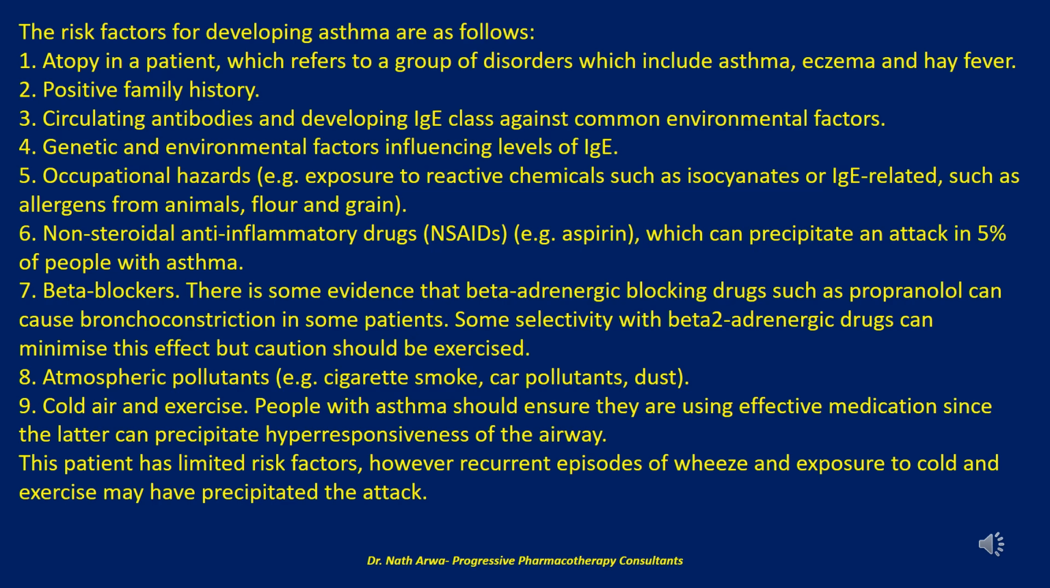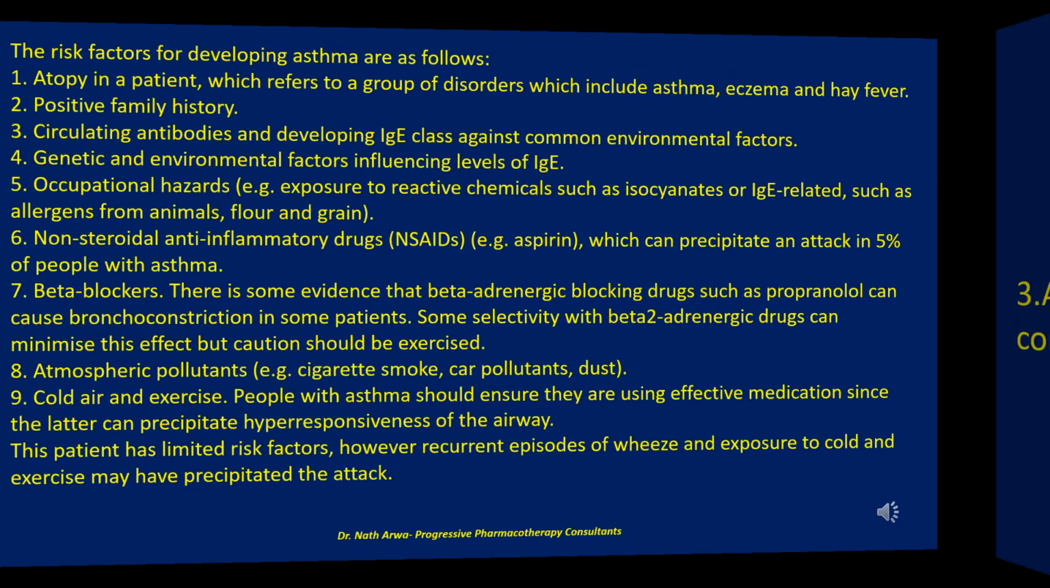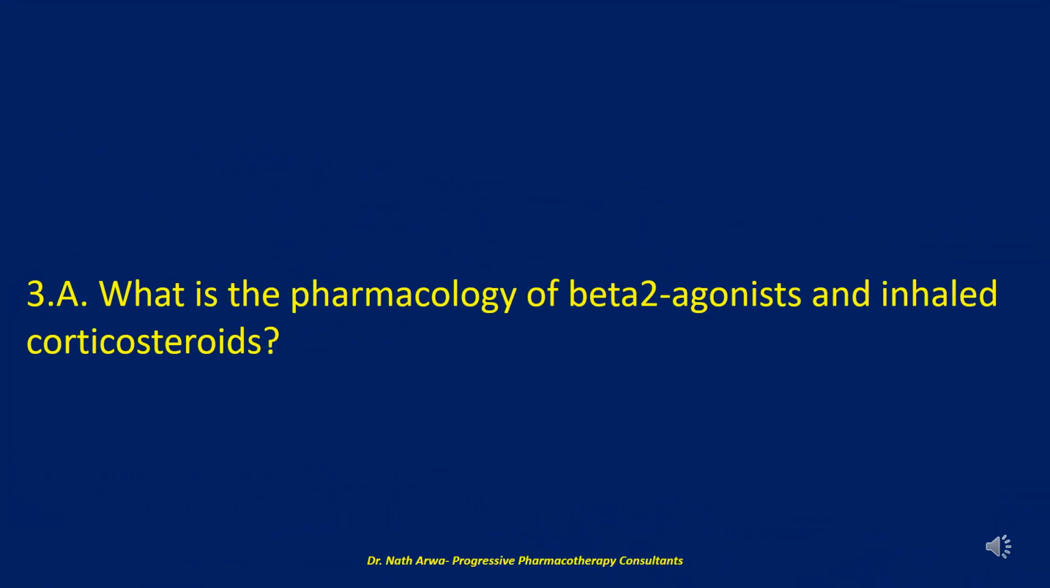8. Atmospheric pollutants, e.g. cigarette smoke, car pollutants, and dust. 9. Cold air and exercise. People with asthma should ensure they are using effective medication since the latter can precipitate hyper-responsiveness of the airway. This patient has limited risk factors. However, recurrent episodes of wheeze and exposure to cold and exercise may have precipitated the attack. Question 3a reads, what is the pharmacology of beta-2 agonists and inhaled corticosteroids?